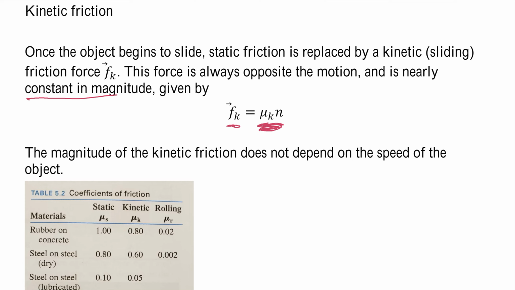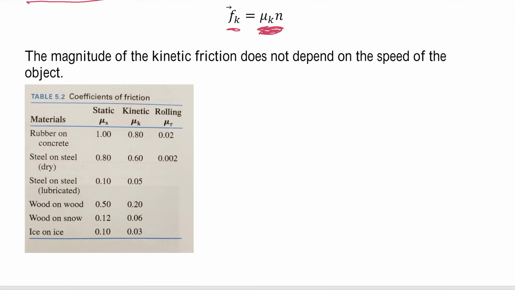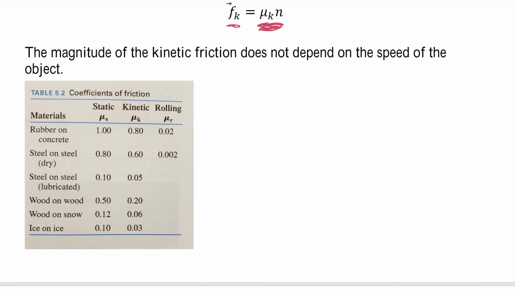And the normal force isn't really going to change much depending on the weight of the object, right? I guess if the angle that you're dealing with changes, then the normal force is going to change, and that will change the value of the friction force. But that's going to be about it. The speed of the object is not in this equation anywhere, so that's not going to change the magnitude of the friction force. Anyway, the magnitude of the kinetic friction does not depend on the speed of the object.